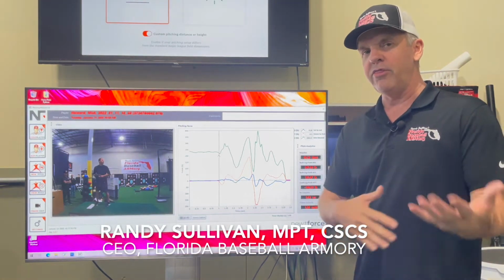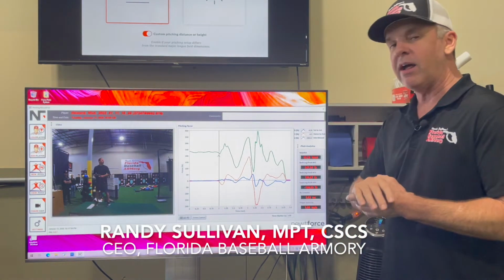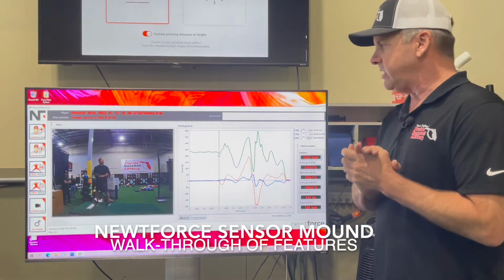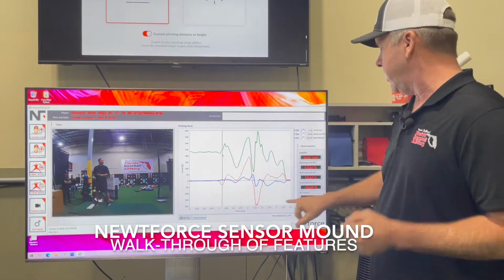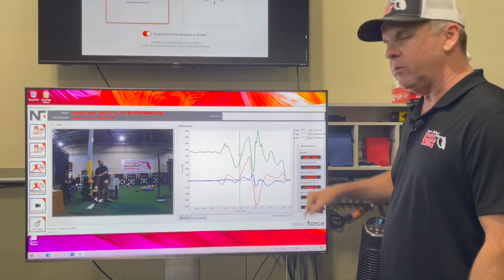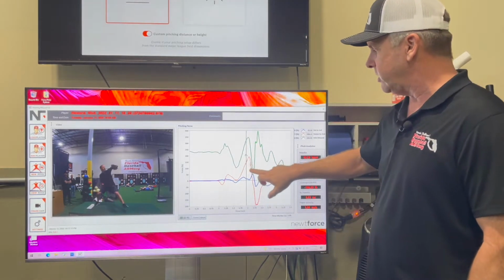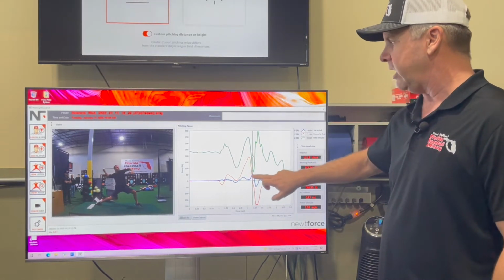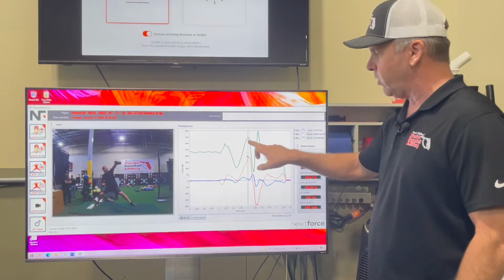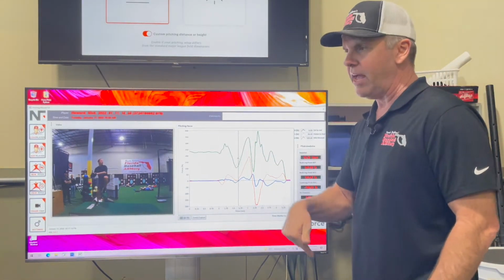All right, so here are some other interesting things we can find when we use our force sensor mound. Obviously, we talked about impulse being really important, the number one influencer of velocity, and that's the area under this curve. How hard are you pushing back and how long are you holding it? Just for a frame of reference, the green line is Z-force. That's how hard the athlete's pushing into the ground.